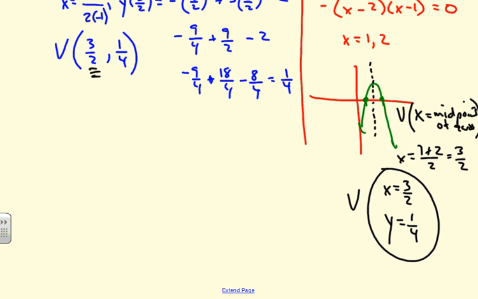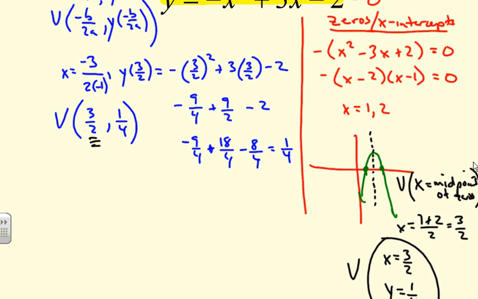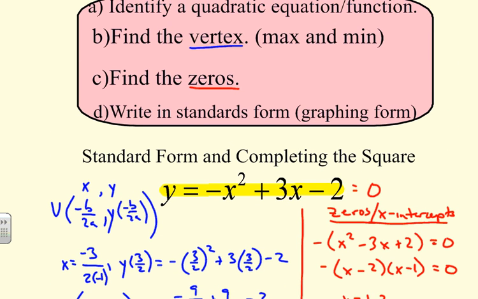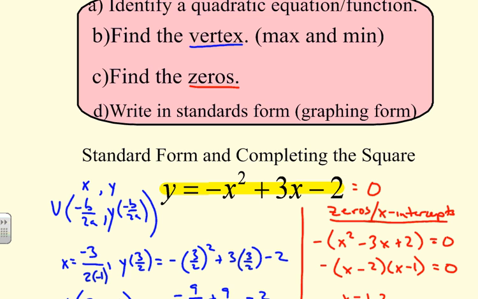So that is how we can figure out how to find the zeros and the vertex of some different problems. We're going to go through another example of how to do this by also writing in standard form and then completing the square in our next tutorial.